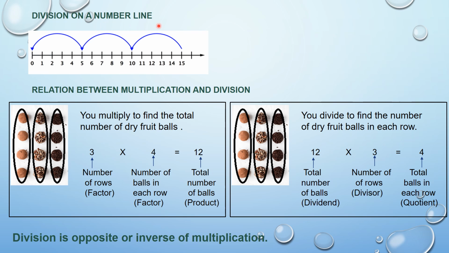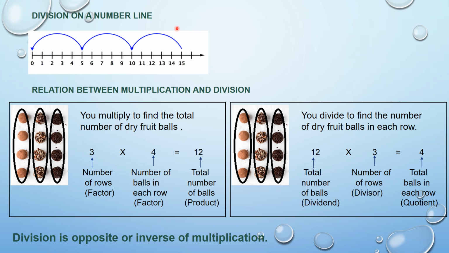Division on a number line. We have just learned subtraction and I told you that as multiplication is repeated addition, division is repeated subtraction. In subtraction we have to do backward counting. Here we see a number line from 0 to 15. Now you have to count backward by 5 until you reach 0.